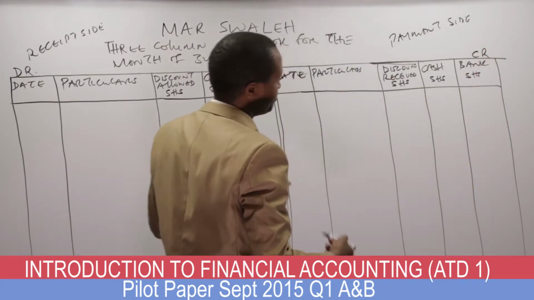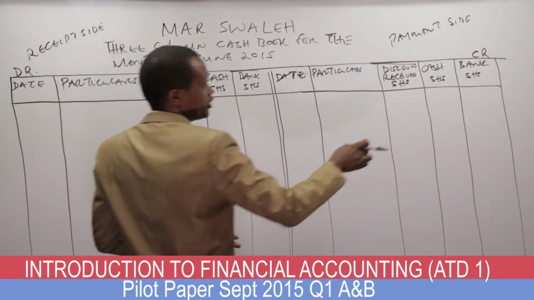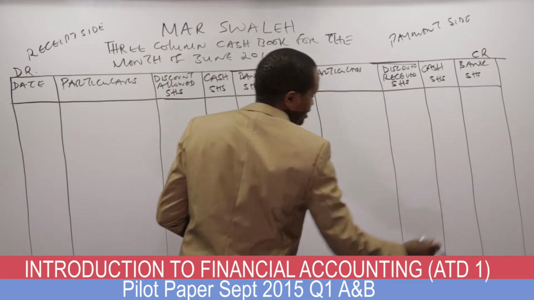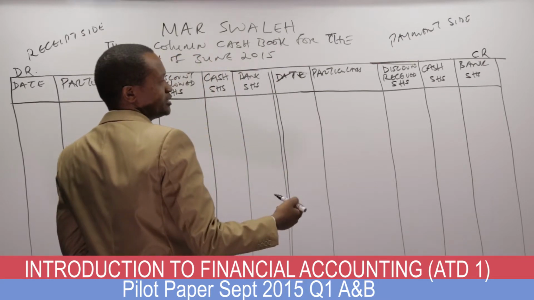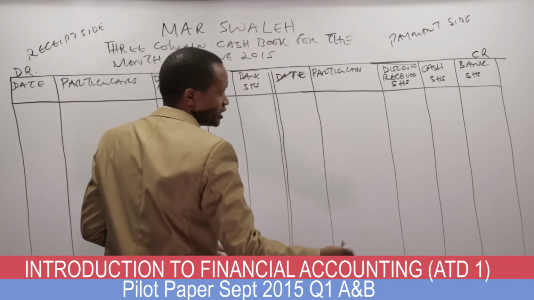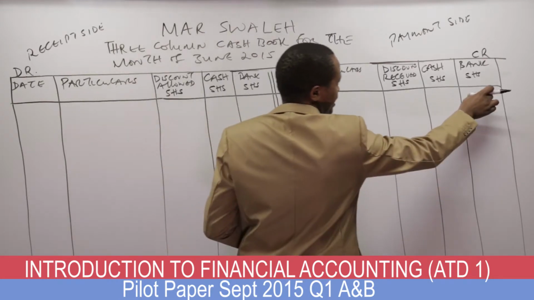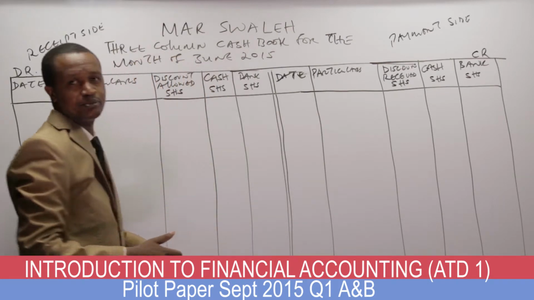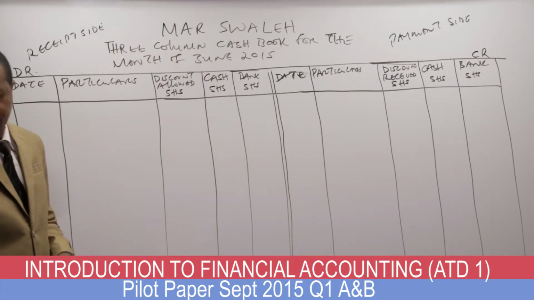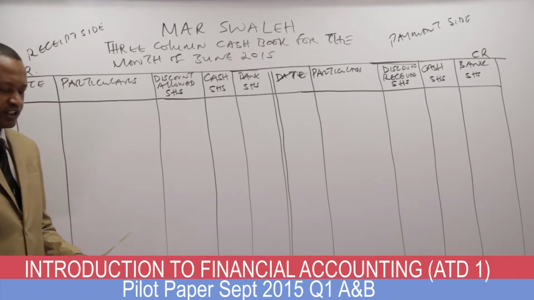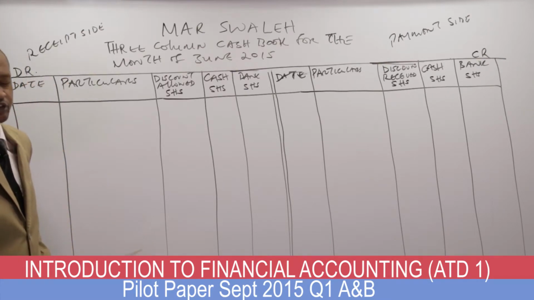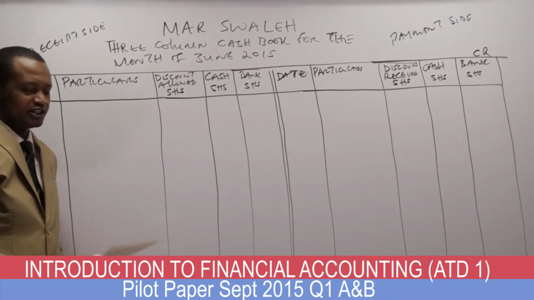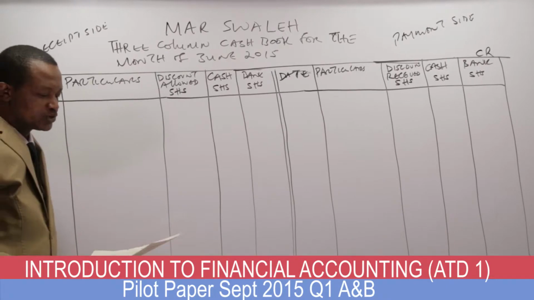Anytime Mark Swale makes payment by cash, we record the amount under the cash column. And if Swale pays by check, then we record that amount under the bank column, on the payment side. So our cash book is a very simple book of original entry to prepare. From this question, what you only need to understand is the English language, because the question is examined in English.